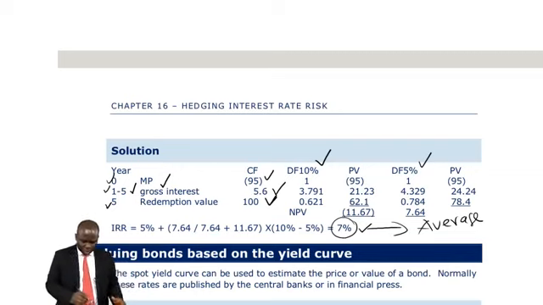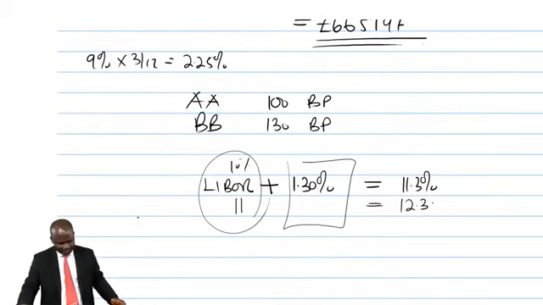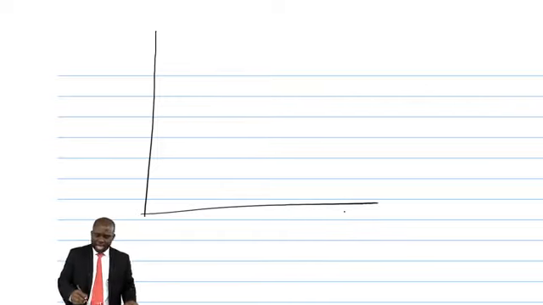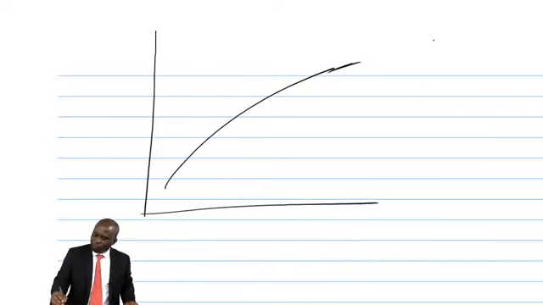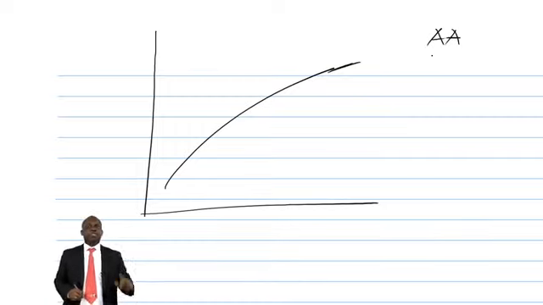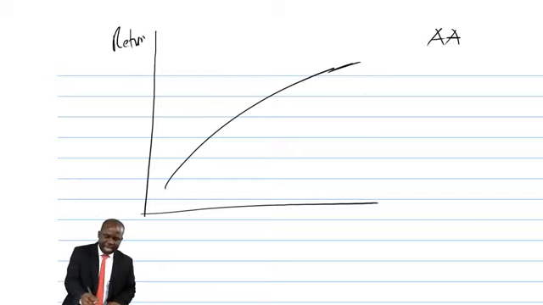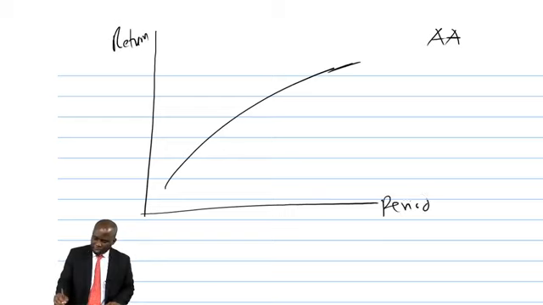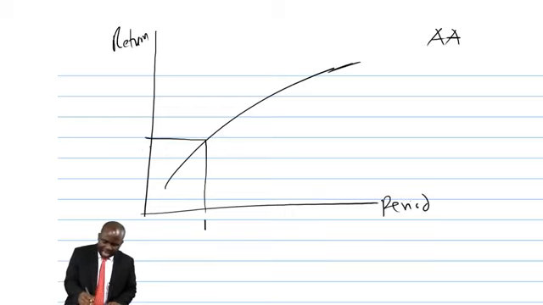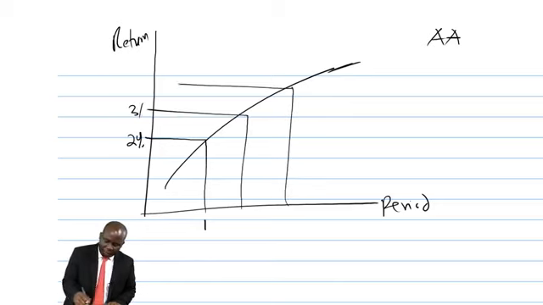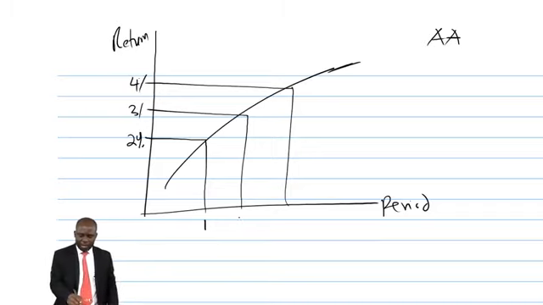So when I draw a yield curve for you like this, and I say that this is the bond of class AA, it means all bonds with AA will have this return. This is the return, and this is the period. So if this is year 1 and this is, let's say, 2%, year 2 this is 3%, year 3 this is 4%, for the sake of argument. What will be the cost of this bond AA?